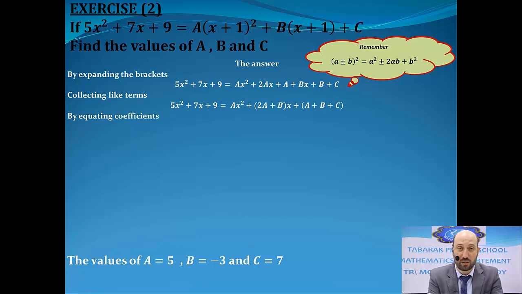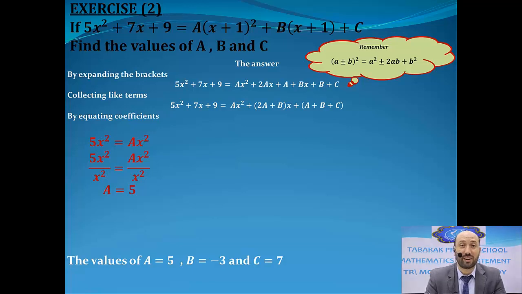Now we are going to collect the like terms. For the right side, we will have ax squared as it is without any modification, and we have two terms that contain x, 2ax and bx. We are going to collect them in one bracket. It becomes (2a plus b) times x. And for a, b, and c, these are constants, so a plus b plus c. And now by equating coefficients, we have ax squared equals 5x squared.